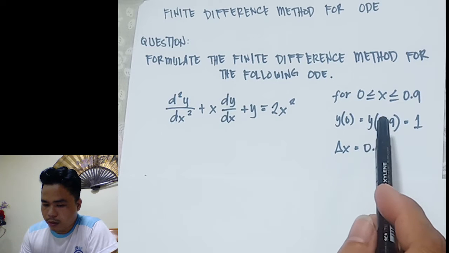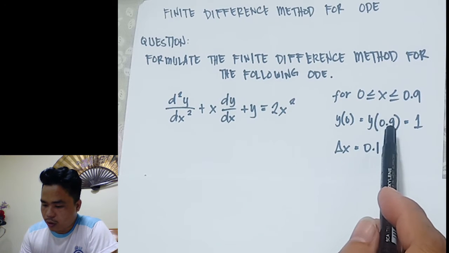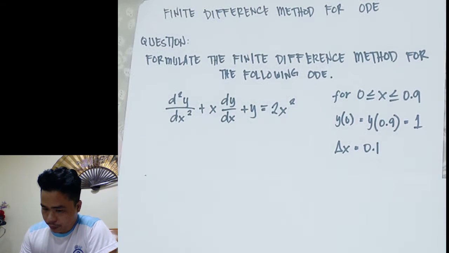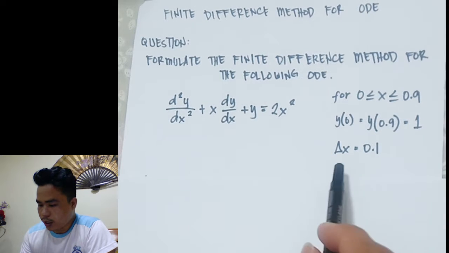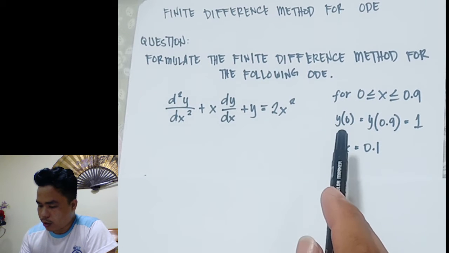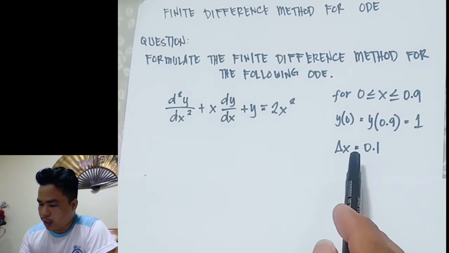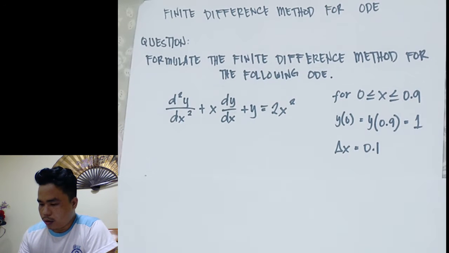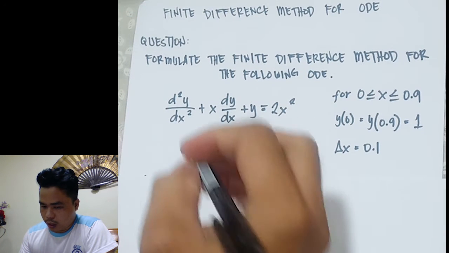y at 0.9 is equal to 1, and let's use delta x is equal to 0.1, and first we discretize the domain.